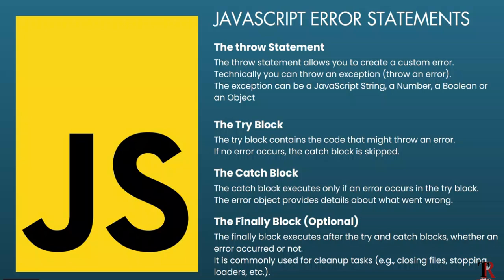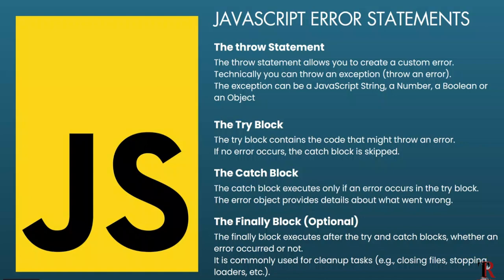The throw statement allows you to create a custom error. Technically, you can throw an exception or throw an error. An exception is the same thing as an error. The exception can be a JavaScript string, a number, a boolean, or an object. Now, the throw statement is commonly used alongside the try and catch block process.